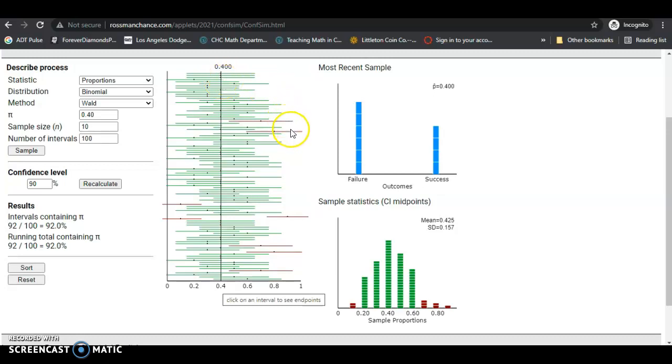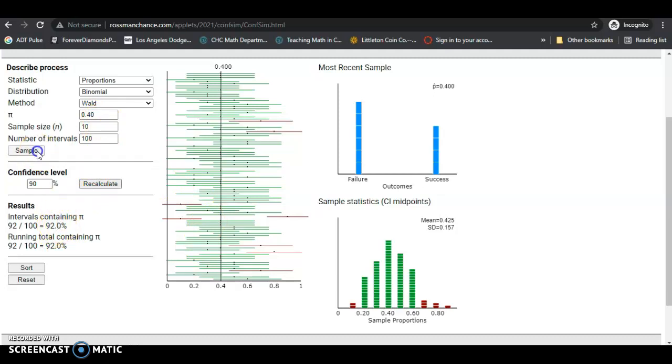Okay, and then there are certain intervals, which are in red, that don't capture the value of the population proportion. Like this one here, it's too far to the right. So it doesn't capture the value of 0.40. Likewise this one here, this one here. But the ones in green do capture that population proportion. And you can see here the summary of the results, right? The intervals that contain the population proportion: 92 out of 100. Remember our confidence level was 90%, so we would expect about 90% of our intervals to capture that proportion. So in this case 92 do.